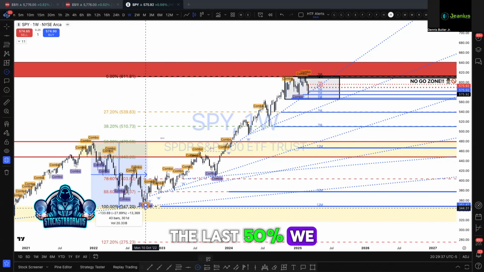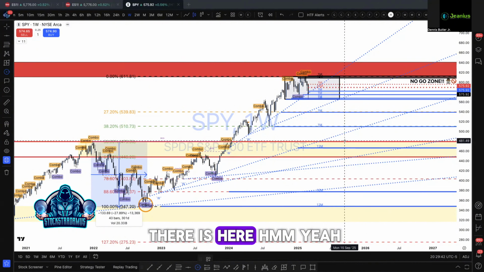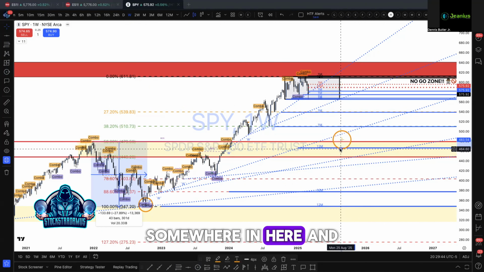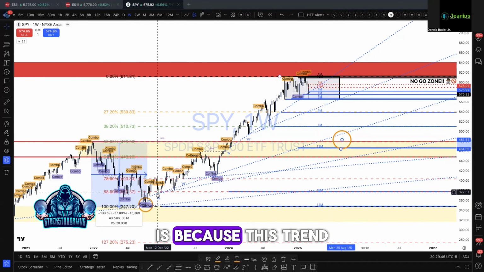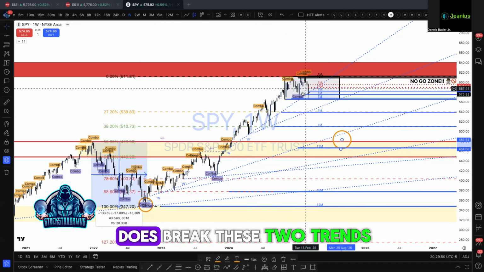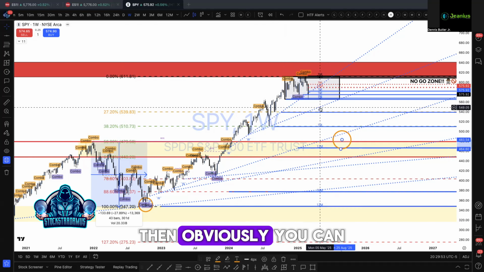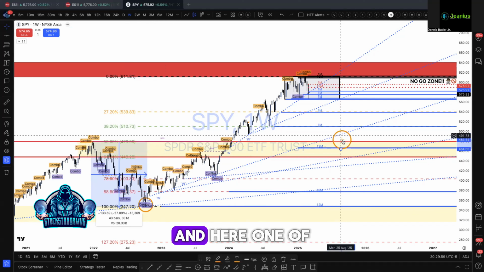The last 50% we had was here. The next 50% we have, if it gets there, is here, somewhere in here. The reason I put it here is because this trend line is literally sitting right here. So if the market does break these two trends, then obviously you can assume the next major level it should hit is either here or here, one of these two.